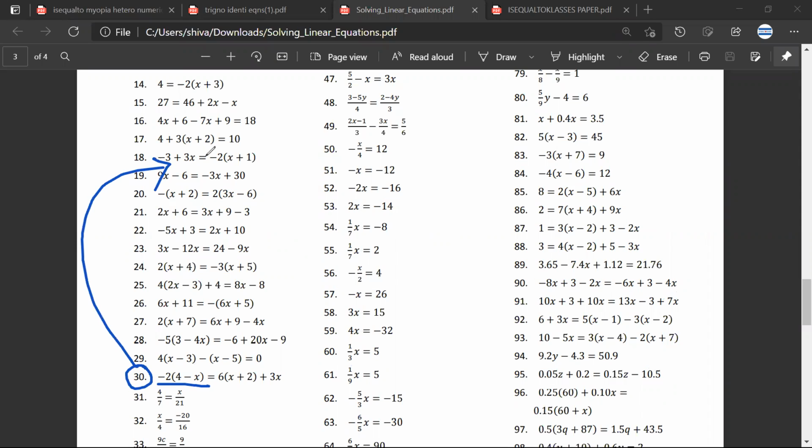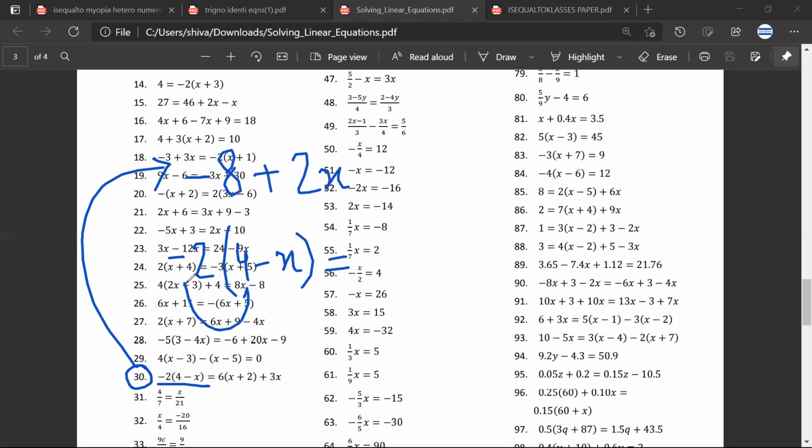So first we'll open the left hand side bracket. So minus 2 into 4, it will become minus 8. And it will become minus 2x. Have you understood? Yes, sir.